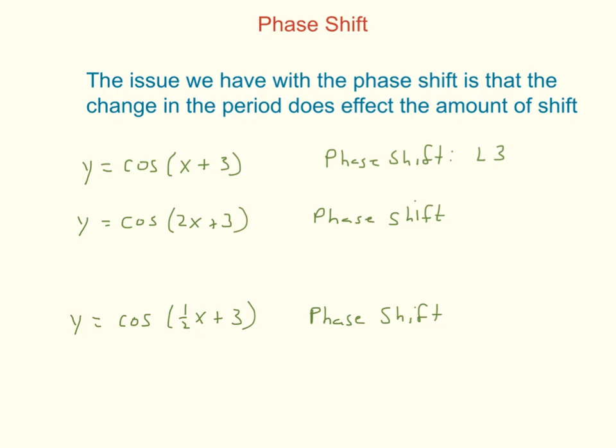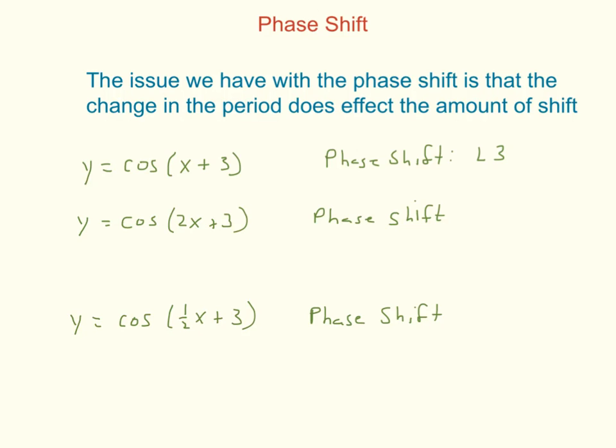And so because it's a sinusoidal, we're going to call it a phase shift, and it is to the left 3. And that would be correct. Now the important thing to identify the phase shift is that we want the coefficient on the x to be 1. In these right here, that's not the case, so we're going to modify it so that we can identify that horizontal shift.